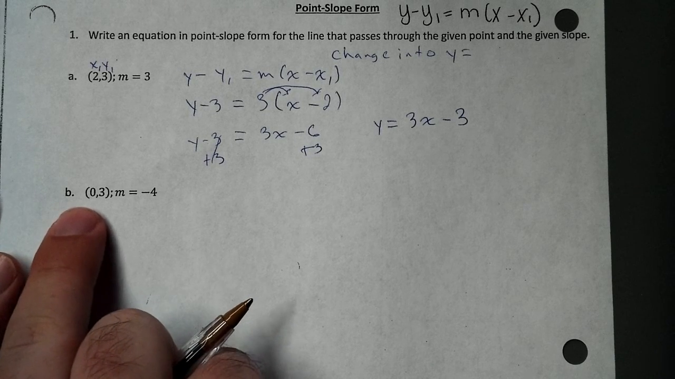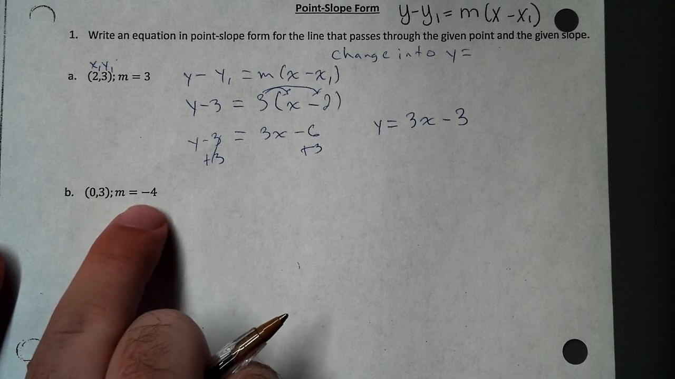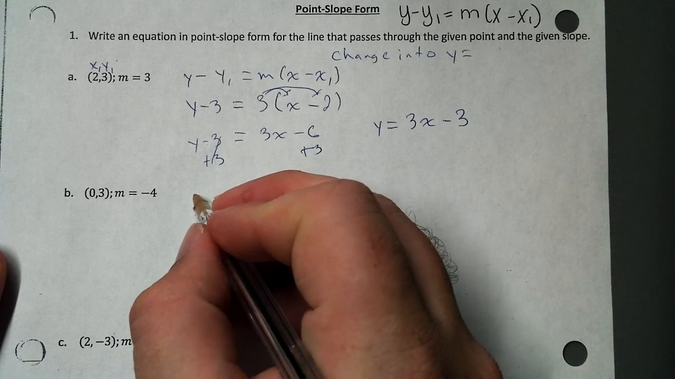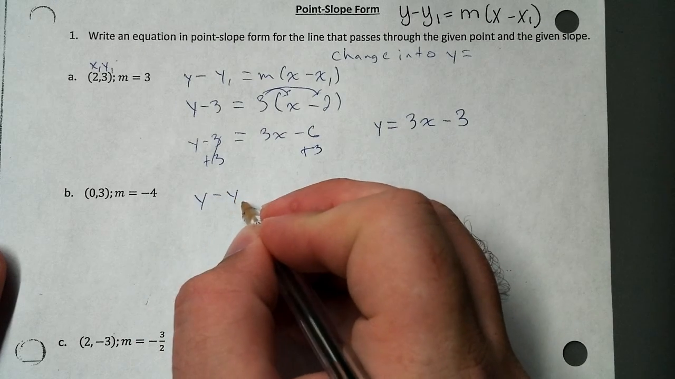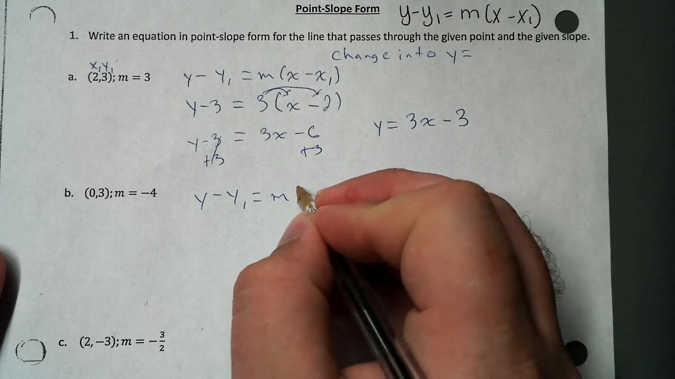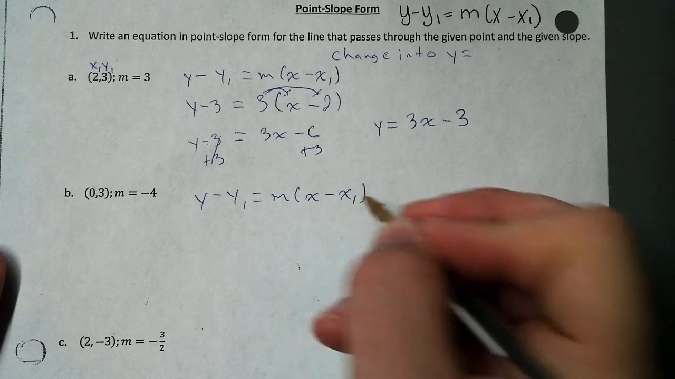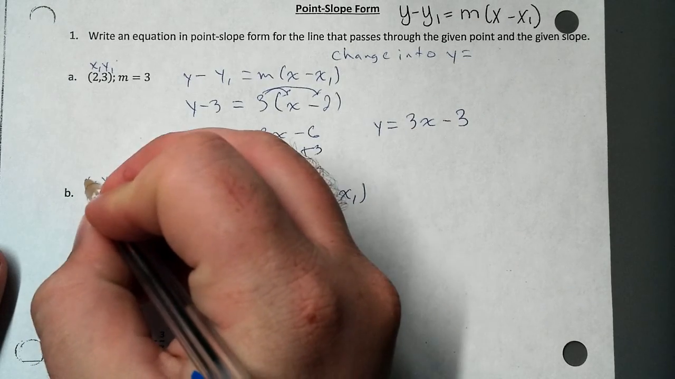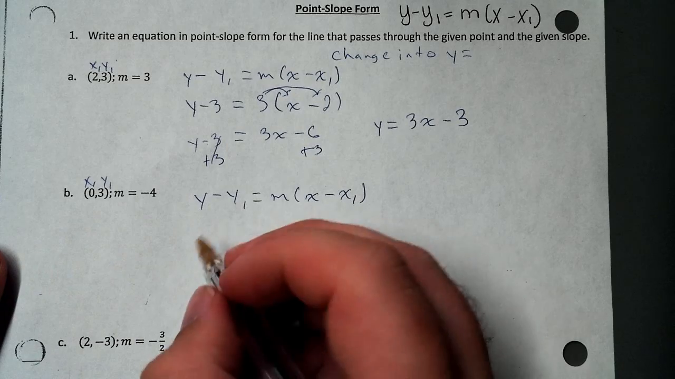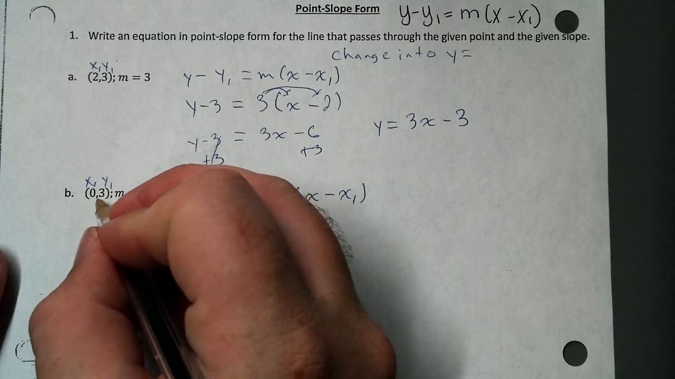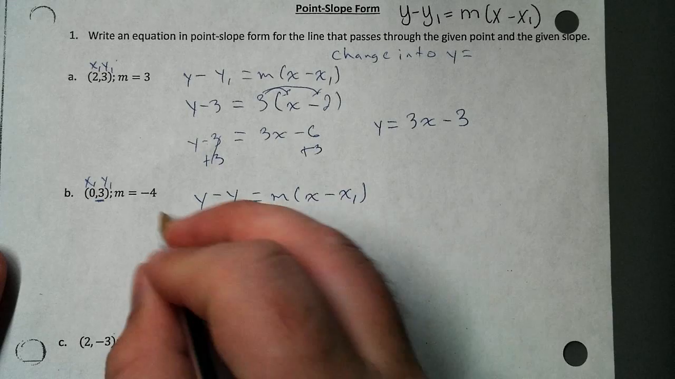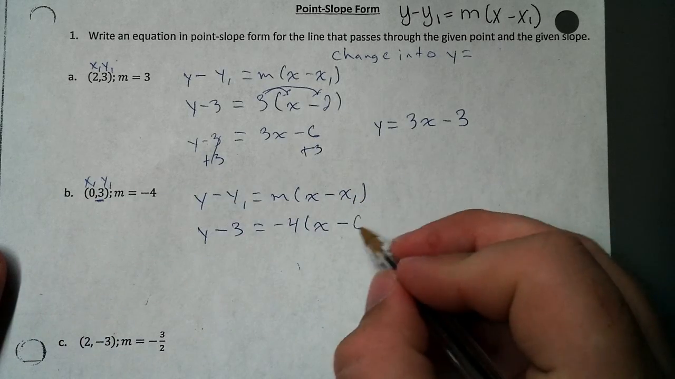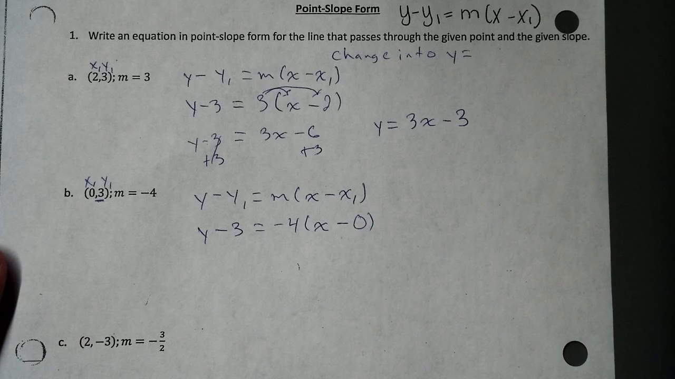Let's look at the second one. I've got 0, 3 for my point, and m equals negative 4 for my slope. So, point slope form, y minus y1 equals m times x minus x1. Now we'll label and then plug it in. So, y minus my y value, which in this one is 3, equals my slope, negative 4, times x minus my x value, which is 0.